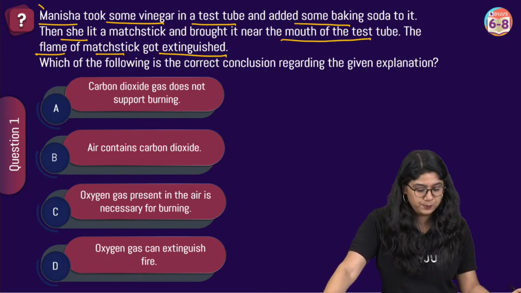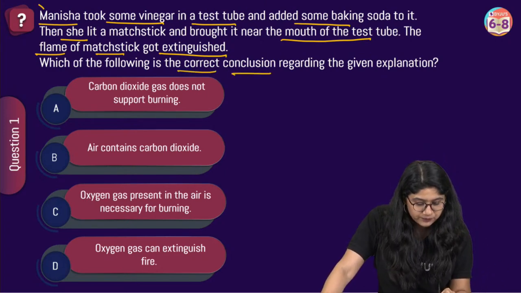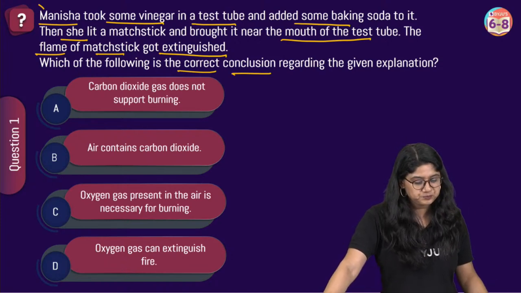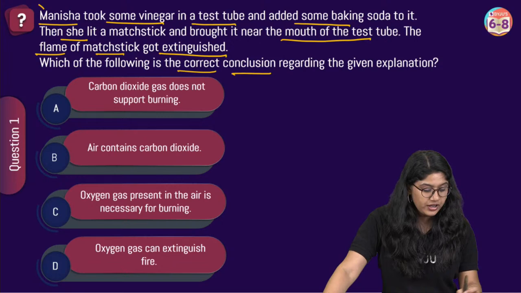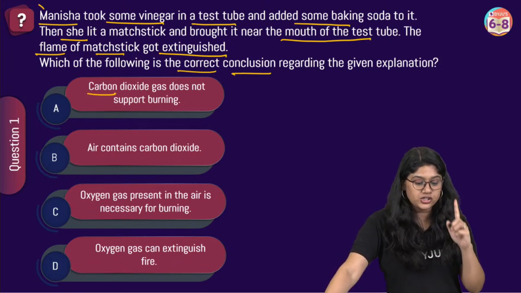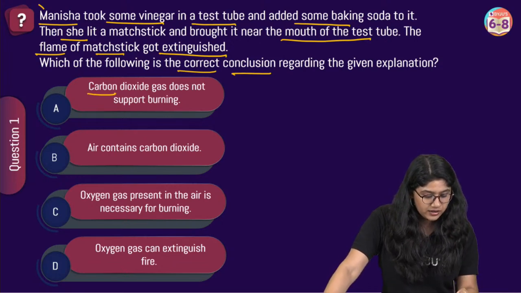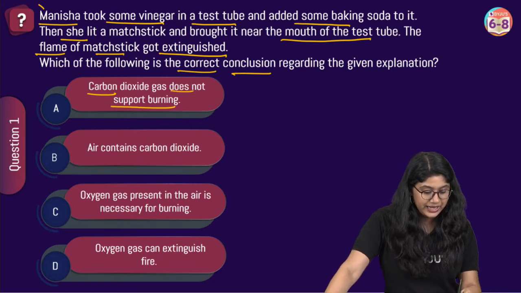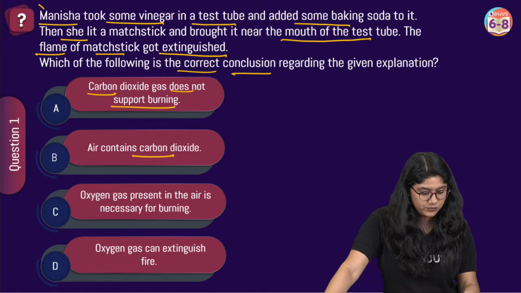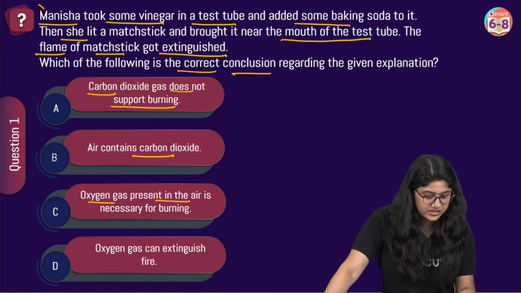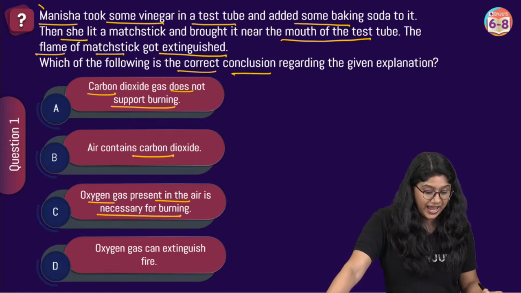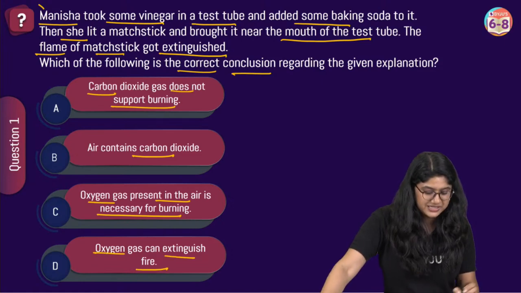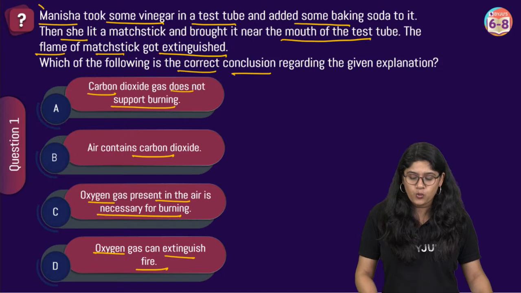So, out of these options, we have to pick the correct conclusion. What is a correct explanation for this particular experiment? The options are: carbon dioxide gas does not stop burning; air contains carbon dioxide; oxygen gas present in the air is necessary for the burning; and oxygen gas can extinguish the fire, basically stop the fire. What do you think?